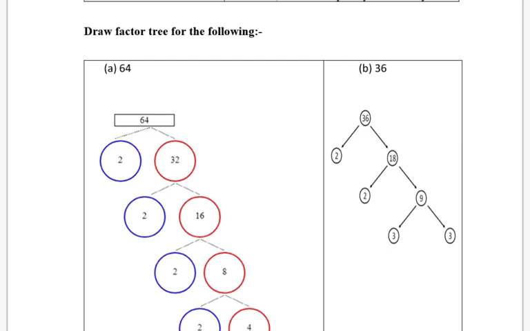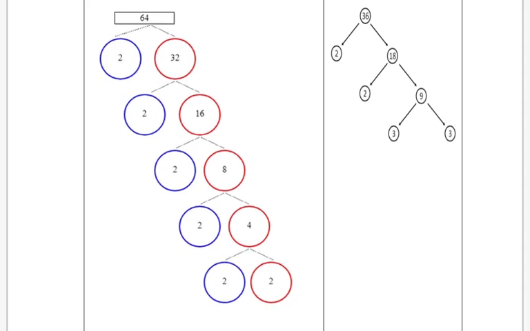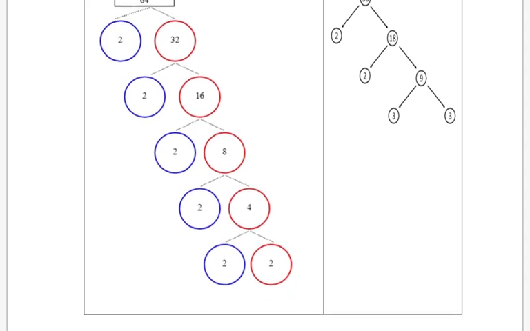Draw the factor tree of the following examples. This is for 64 and the second one is 36, and there are many examples like this. Next one is 16. We have to write it: 2 eights are 16. This is 2 multiplied by 8, one side is 2 and the second is 8. Next is 8, which we can write as 2 fours are 8. Here will be 2 and 4. And last, the 4 we write as 2 multiplied by 2.